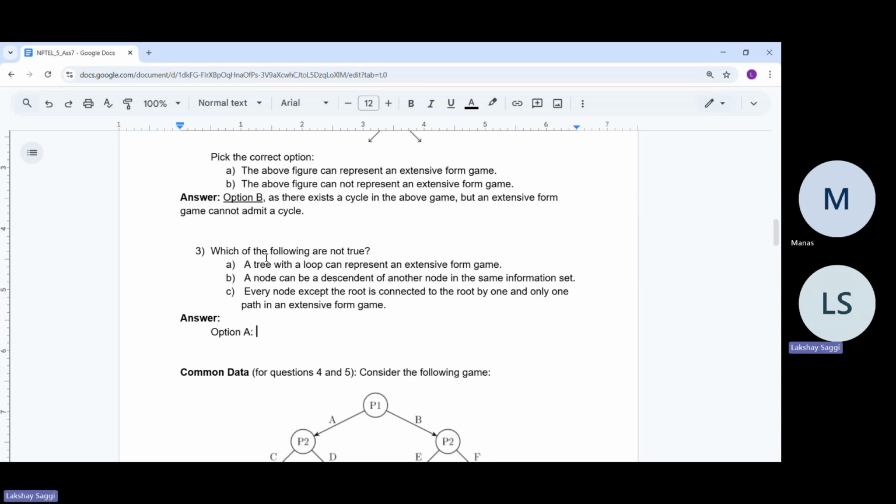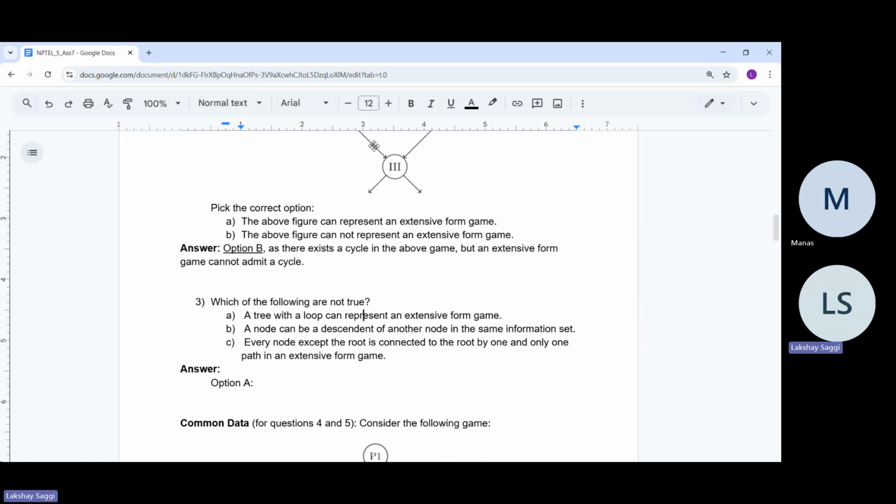Option A is: a tree with a loop can represent an extensive form game. This is what we discussed just now, that a loop means just a cycle. So this cannot represent an extensive form game, because an extensive form game needs to be in the form of a tree, and a tree does not admit a cycle. The statement actually does not even make sense: a tree with a loop. A tree is inherently something which does not have any loops, so what do you mean by a tree with a loop? Anyways, this is incorrect, as an extensive form game does not have any cycles.